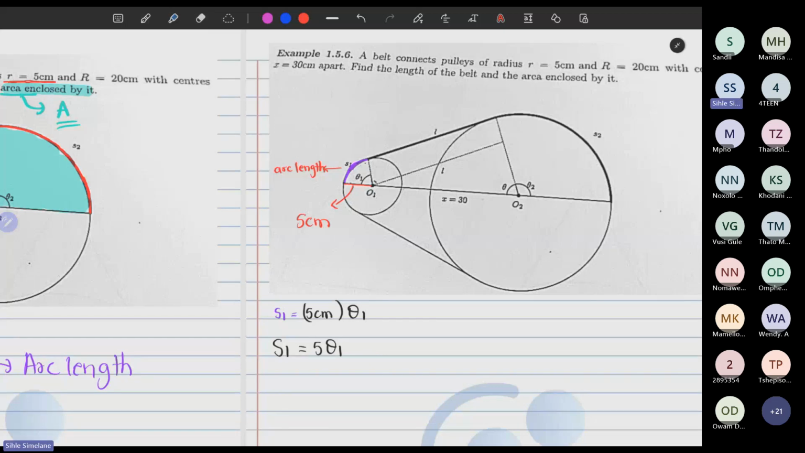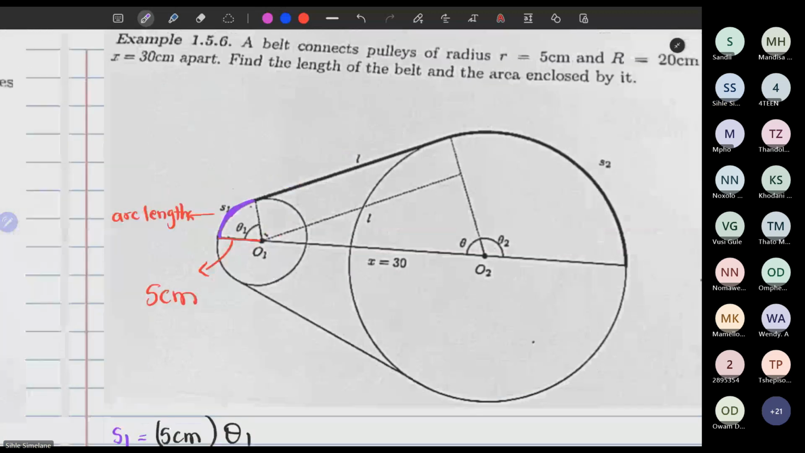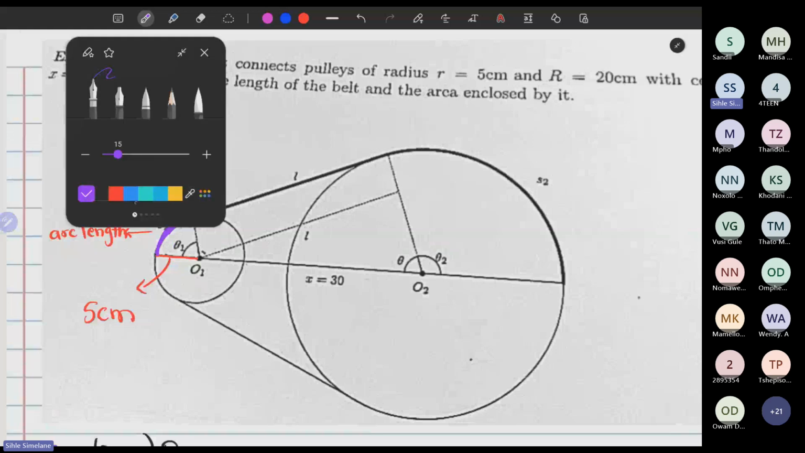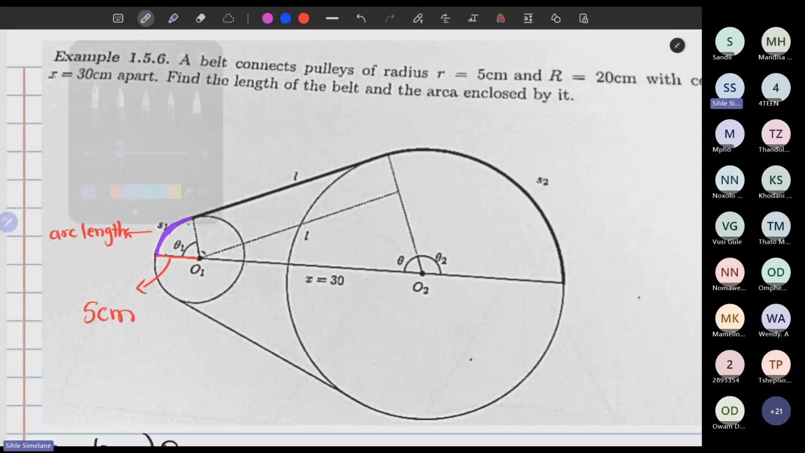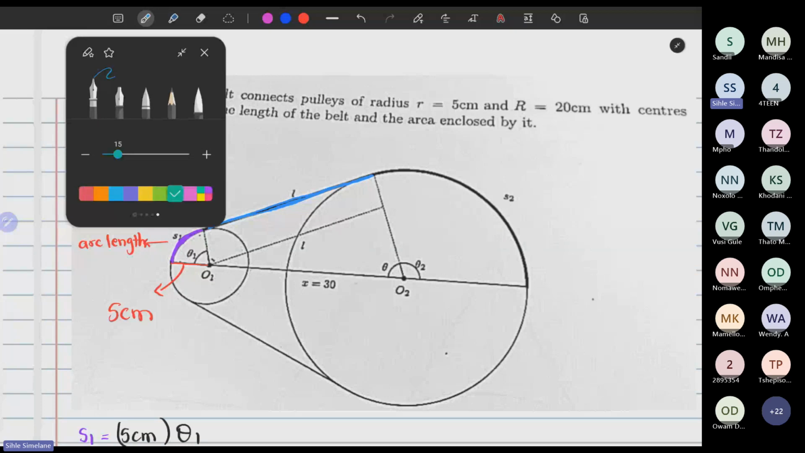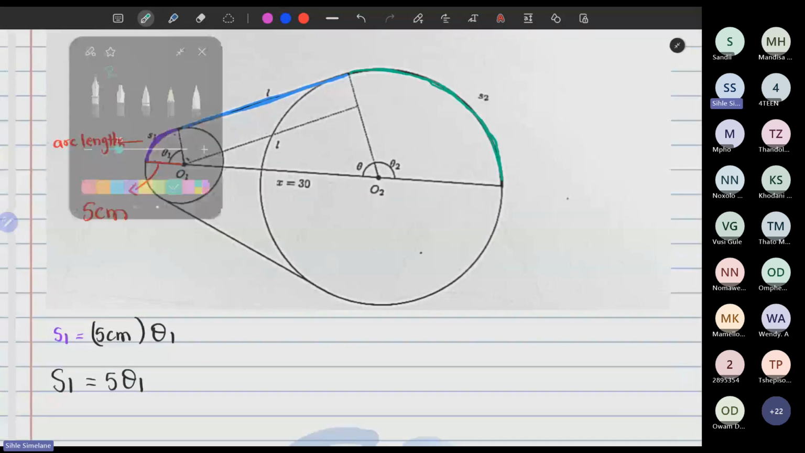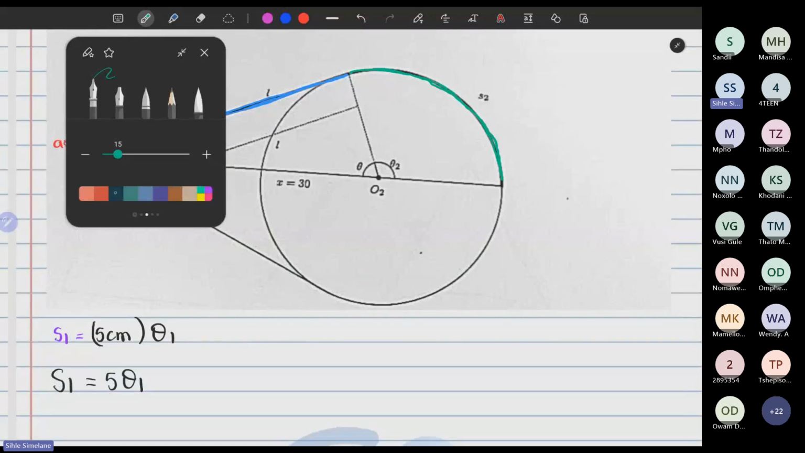And then let's quickly have a look. So we now have that part, which is purple, sorted. Now what we need to figure out is this part here, which is blue, because the length of the belt is the blue part, the purple part, and the black part. So we need to figure out what that distance is. But before we go there, let's figure out the arc length of the green part, which we will call S3.